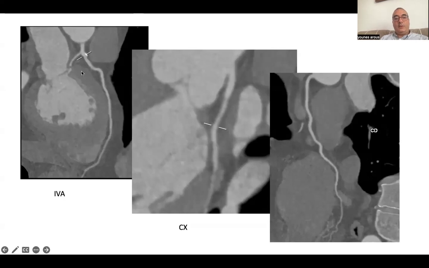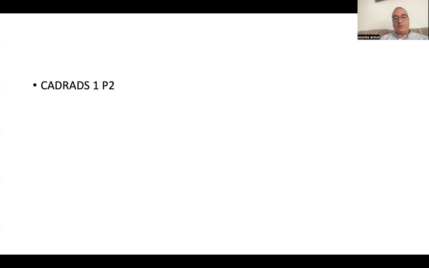For the second patient, there is no stenosis. We can see here a small calcification of the proximal left anterior descending artery, no stenosis in the circumflex artery, and no stenosis in the right coronary artery. So this patient was classified CADRATS 1, P2.